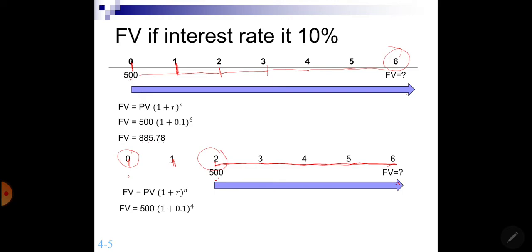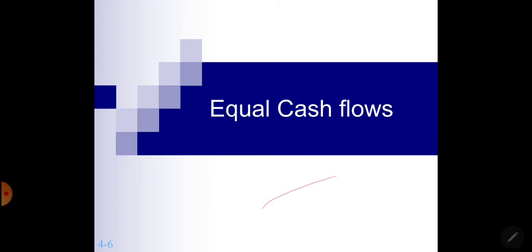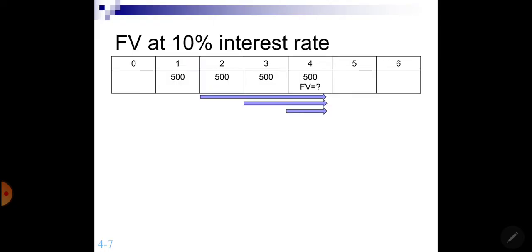So everything will be the same, but N will now be 4, and the answer now is 732.05. Note over here that the cash flow is coming only once in both cases. This was the case of single cash flow. Now moving ahead, we are coming to equal cash flows. The first type of equal cash flow is your annuity.